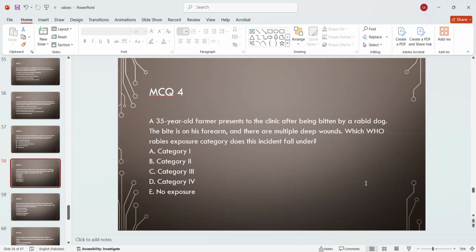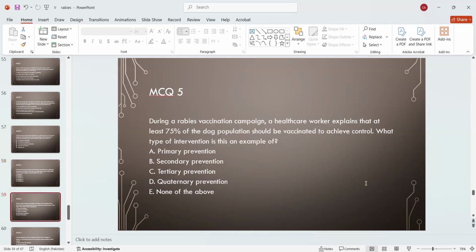Answer is C. Category 3. MCQ number 5. During a rabies vaccination campaign, a healthcare worker explained that at least 75% of the dog population should be vaccinated to achieve control. What type of intervention is this an example of? A. Primary prevention, B. Secondary prevention, C. Tertiary prevention, D. Quaternary prevention, or E. None of the above?